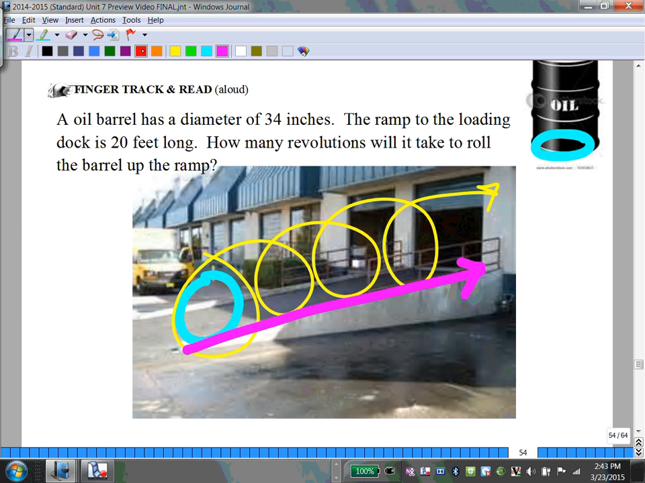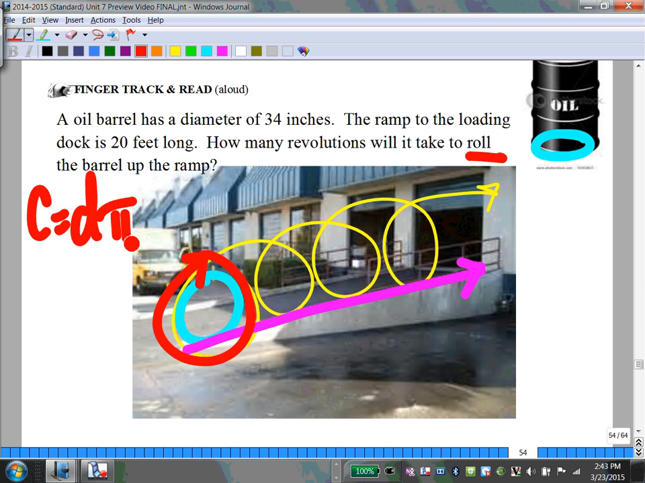Now, you should see that a single roll here is actually code for circumference. So we write the circumference equation, C equals d pi. And we're told here our diameter, I'm going to circle it so I don't pick up the wrong number, is 34. I'm going to times it by pi. And it's inches.